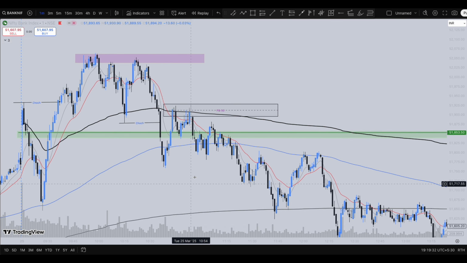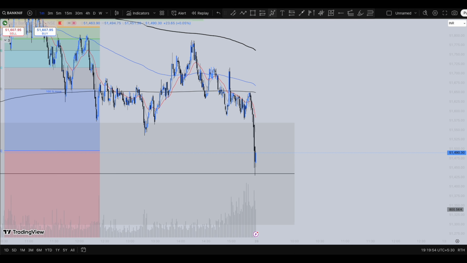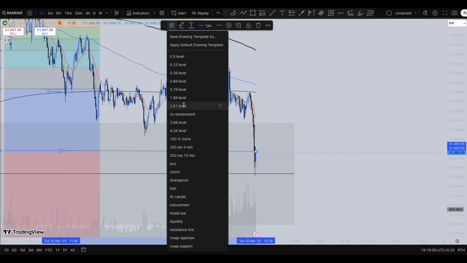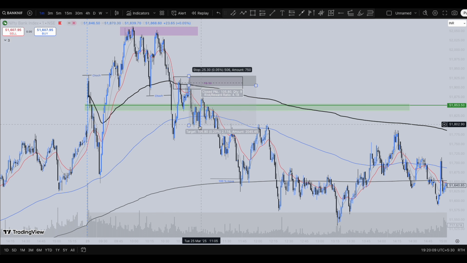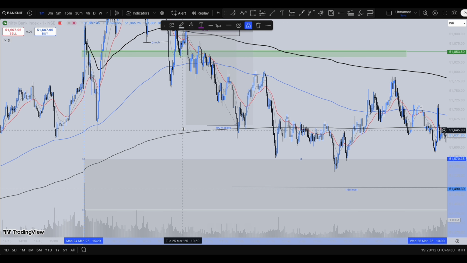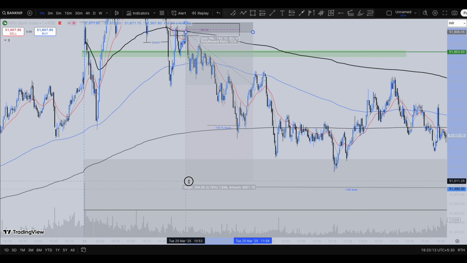This is the 100% move where initially you could have booked profit, or you could have targeted all the way to the 1.68 level. Here you can see how the market came all the way to this zone. This is the 1.68 level. So short position here, guys, keeping your stop loss just above that candle and targeting the 100% move, or you could have targeted all the way to the 1.68 level. This is where you could have targeted.